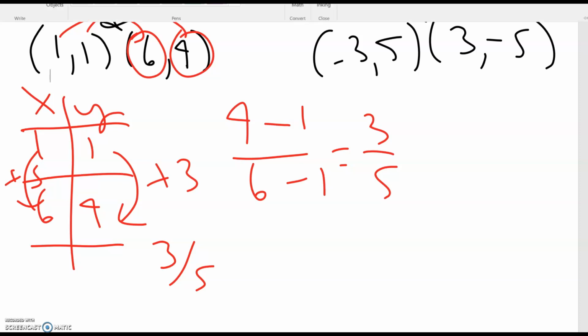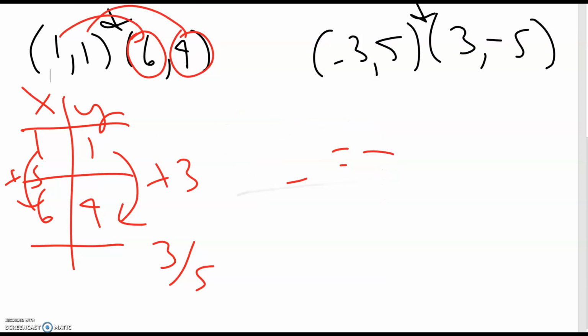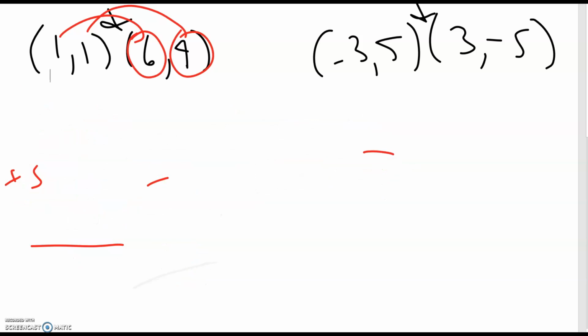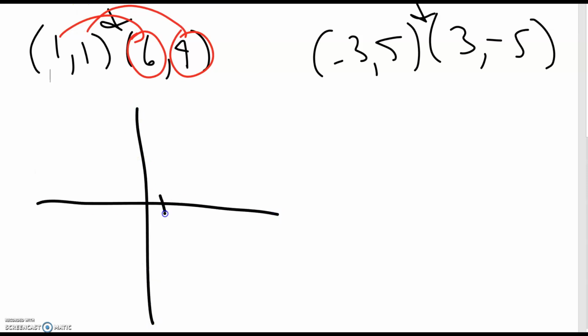Now, if I graph it, we can check to make sure it really does give us 3/5, and we can check to make sure it's a positive slope. So the nice thing is you can always graph. So I can go over 1, up 1, put a dot, and then over 6, up 4. So 1, 2, 3, 4, 5, 6. So 6, 4. And again, should be a line. And it does have positive slope.